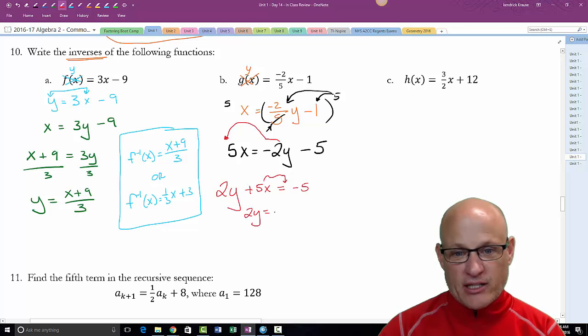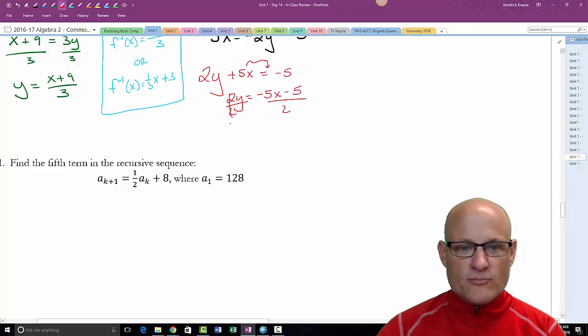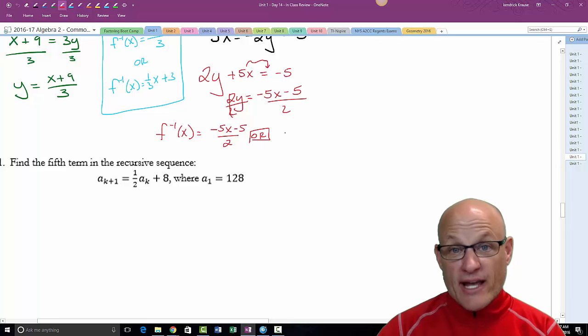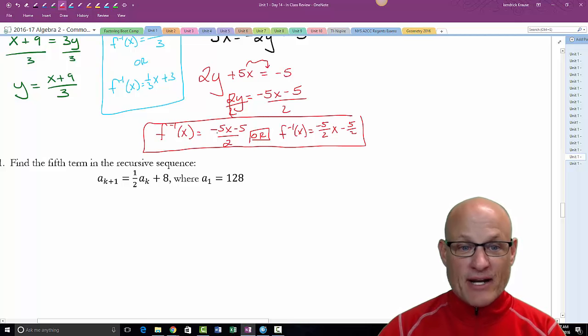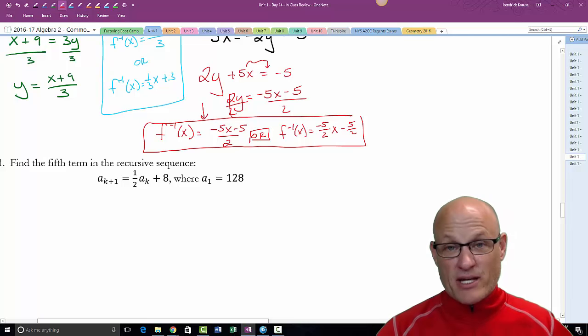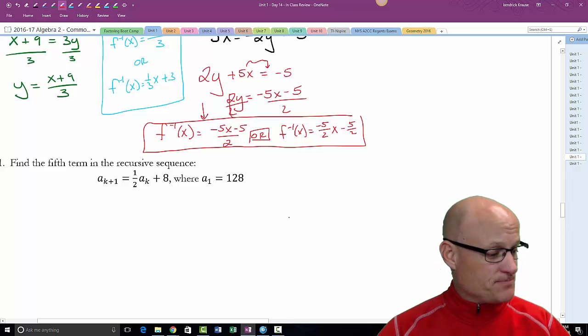So now I've got to divide by 2. Divide by 2. Divide by 2. So one of my acceptable answers for this would be f inverse of x equals negative 5x minus 5 over 2. Or you can have f inverse of x equals negative 5 over 2x minus 5 over 2. I don't really care what you have. I would just use this one because the chances of you making mistakes are much reduced.